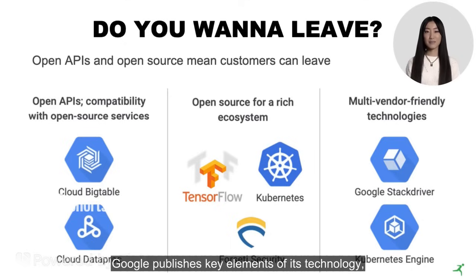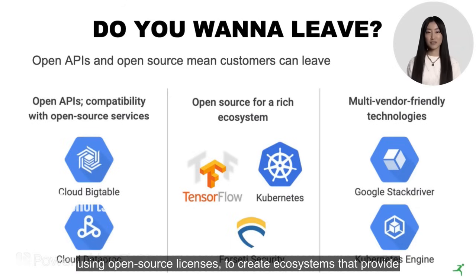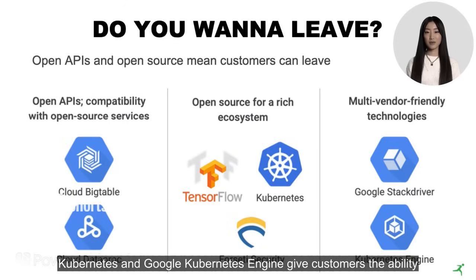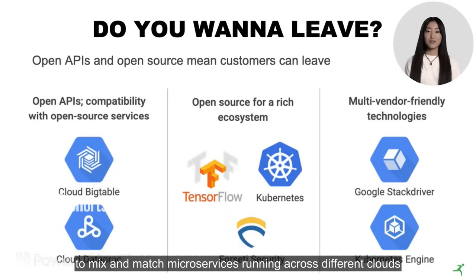Google publishes key elements of its technology, using open-source licenses, to create ecosystems that provide customers with options other than Google. Google provides interoperability at multiple layers of the stack. Kubernetes and Google Kubernetes Engine give customers the ability to mix and match microservices running across different clouds.